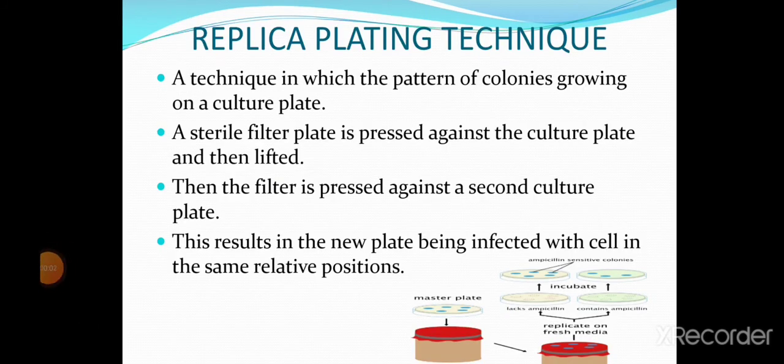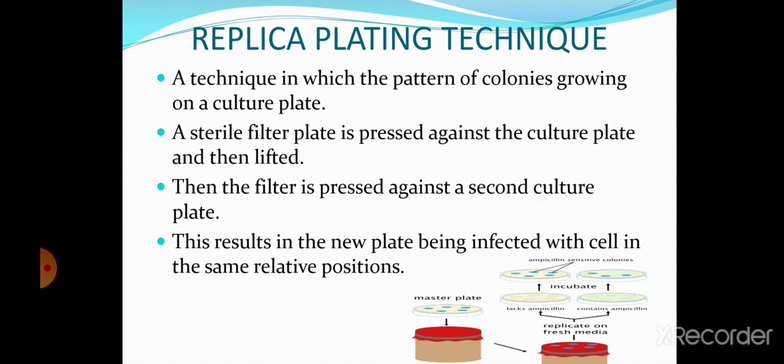Replica plating technique. It is a technique in which the pattern of colonies growing on a culture plate is transferred. A culture plate is a place where we can grow bacteria in an artificial medium. Here, first the sterile filter plate is pressed against the culture plate and then lifted. And then the filter is pressed against the second sterile culture plate. This results in the new plate being infected with the cells in the same relative position as the colonies in the original plate.